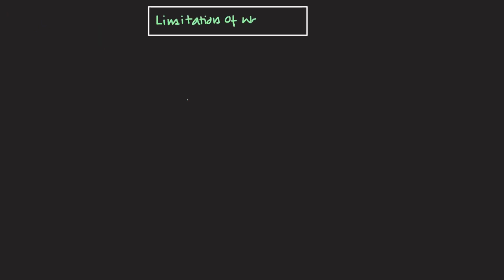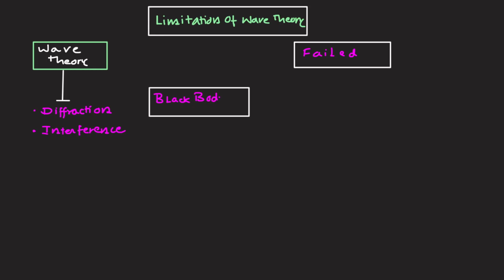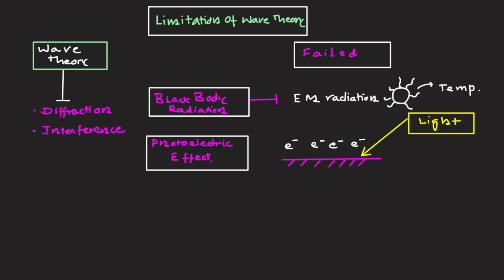Now let's talk about limitations of wave theory. Wave theory could explain phenomena like diffraction and interference, but it failed to account for several key experimental observations. First one is black-body radiation. Emission of EM radiation from a perfectly absorbing body depending on its temperature. Second, photoelectric effect. Ejection of electrons from a metal surface when light of a suitable frequency strikes it.